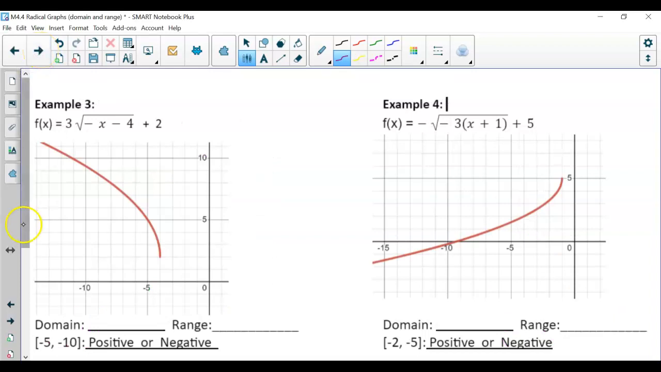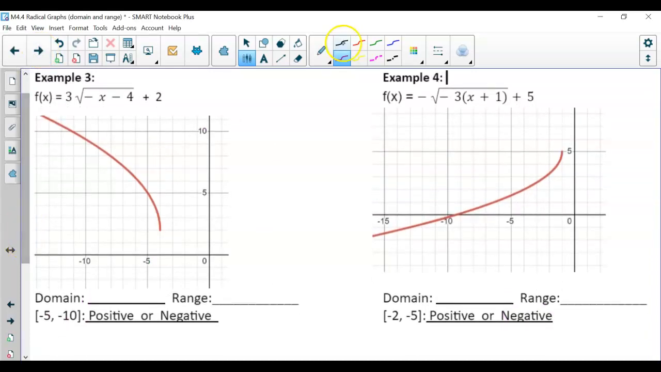We're going to do a couple more examples here before you try some. So again, identify the starting point. We're going in this direction. So our starting point now is at -4, 2. So here's my x, here's my y. So again, my domain is starting at -4. My range, my y values, are starting at 2.